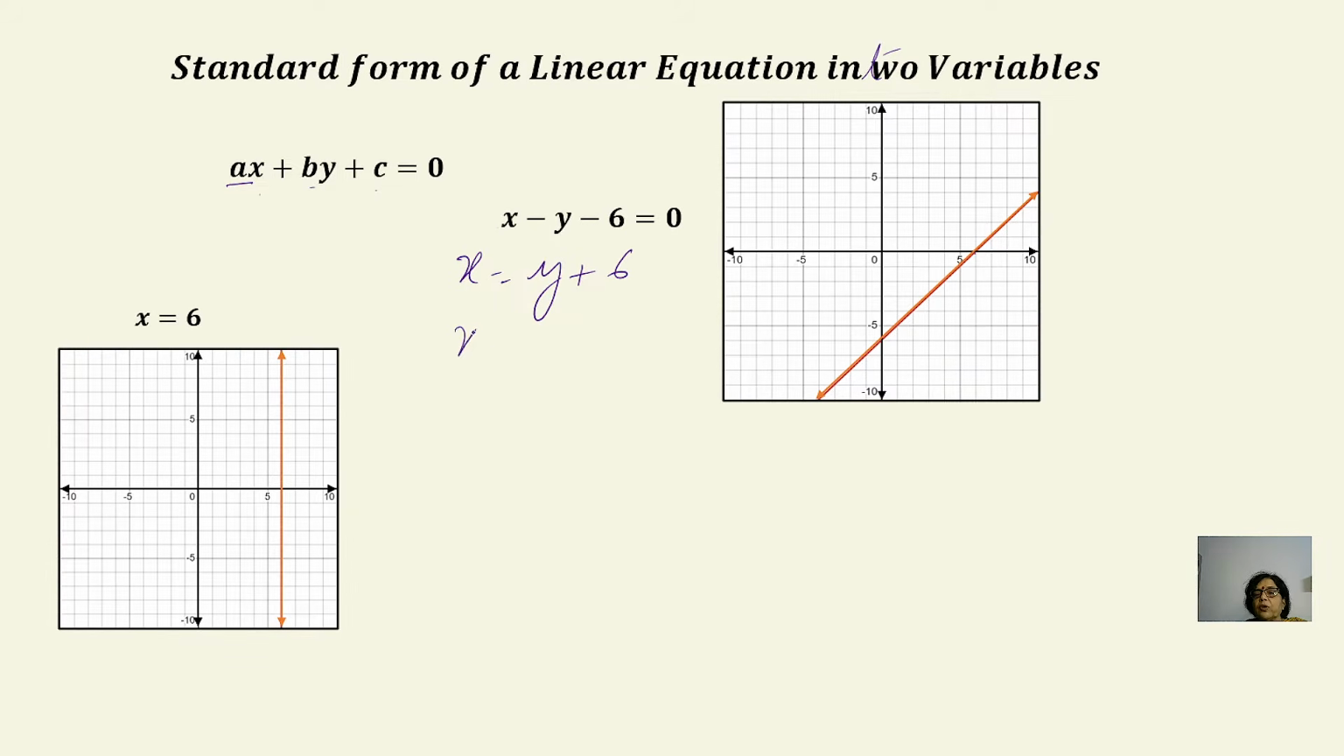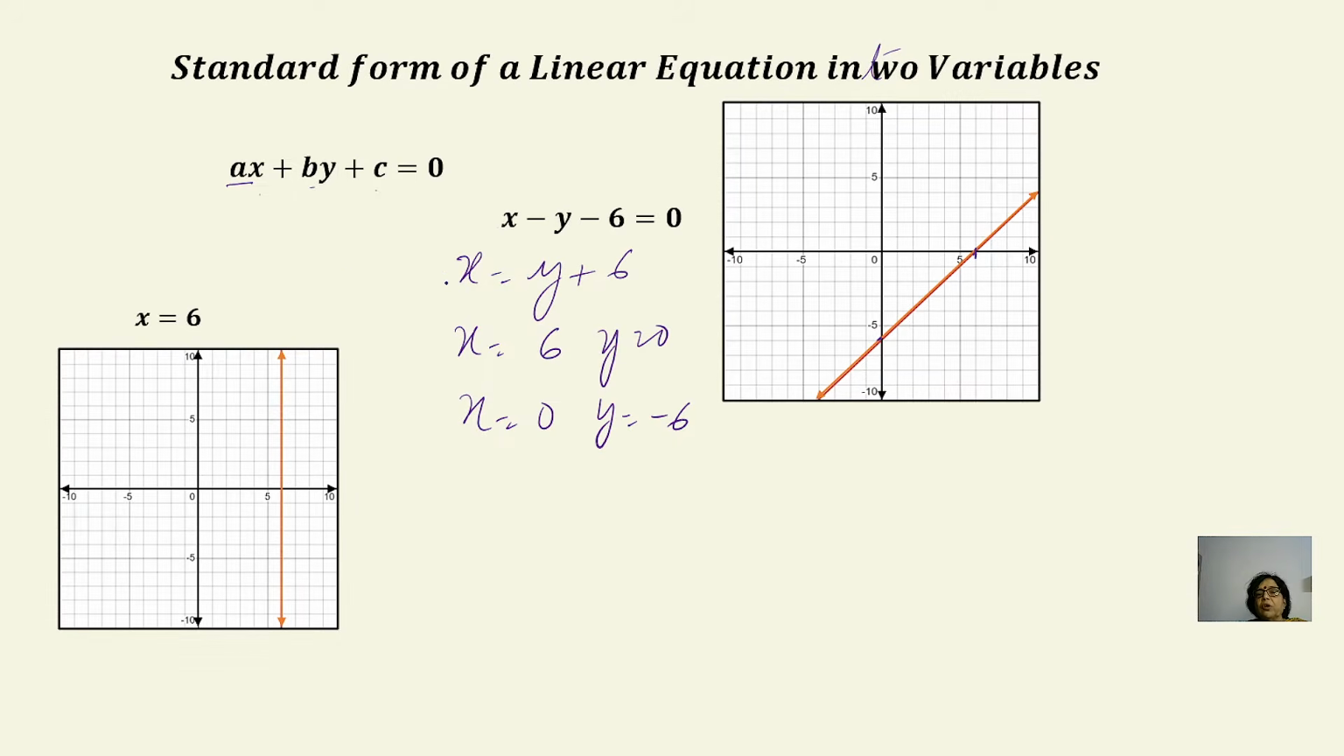So if y is 0, x will be equal to 0 + 6, that is 6. If I take x as 0, in that case, y is equal to -6. So these 2 points are enough. x is 6, y is 0, so this is the point here. Then x is 0, y is -6, this is the point here on the y-axis. So join these 2 points and you get a straight line. The graph lines will always be straight lines in these cases.